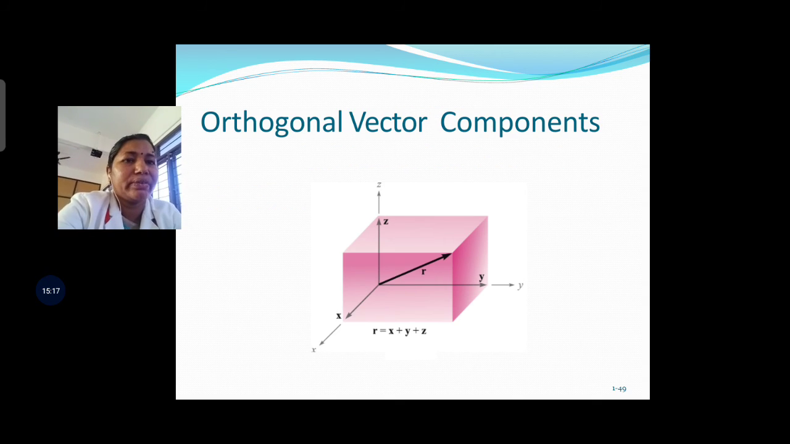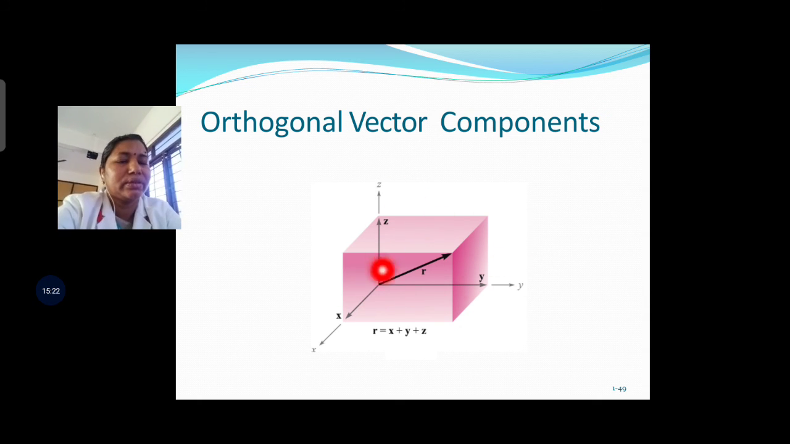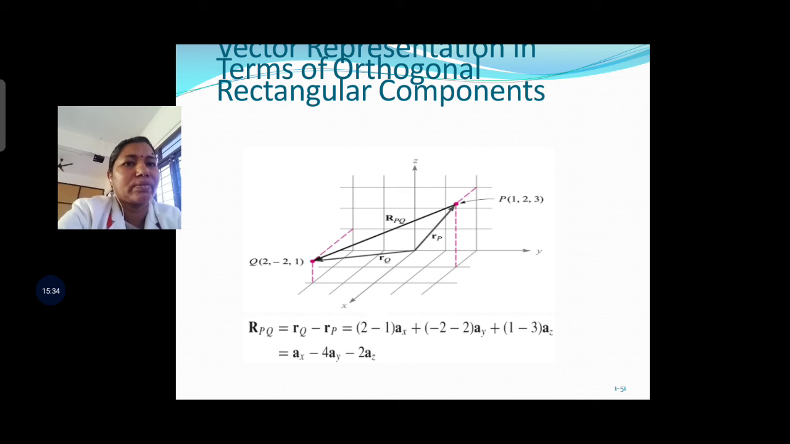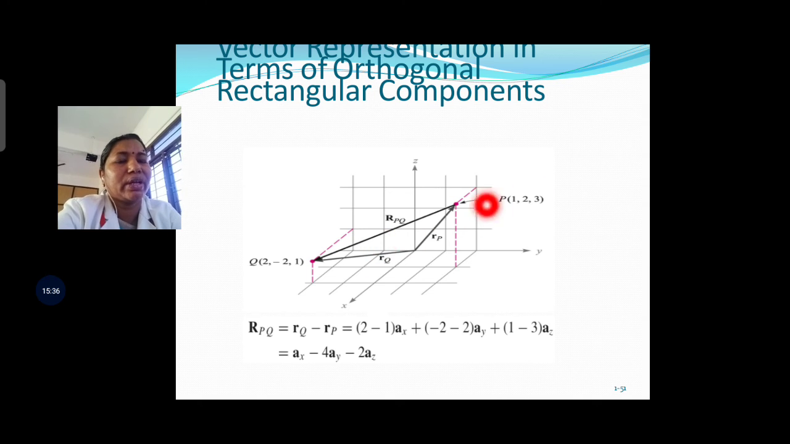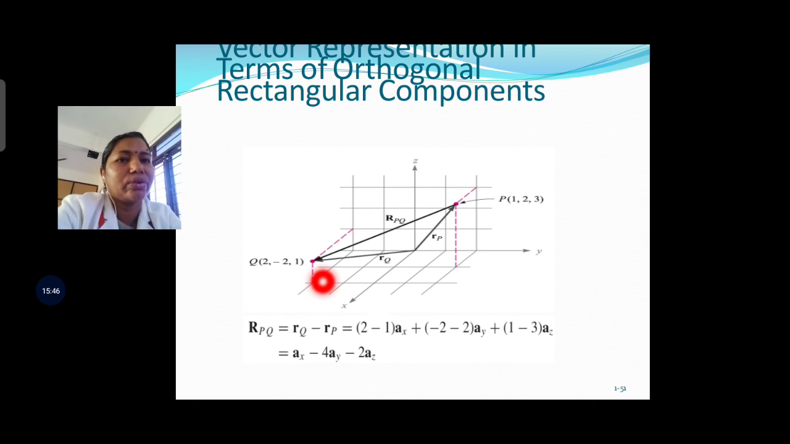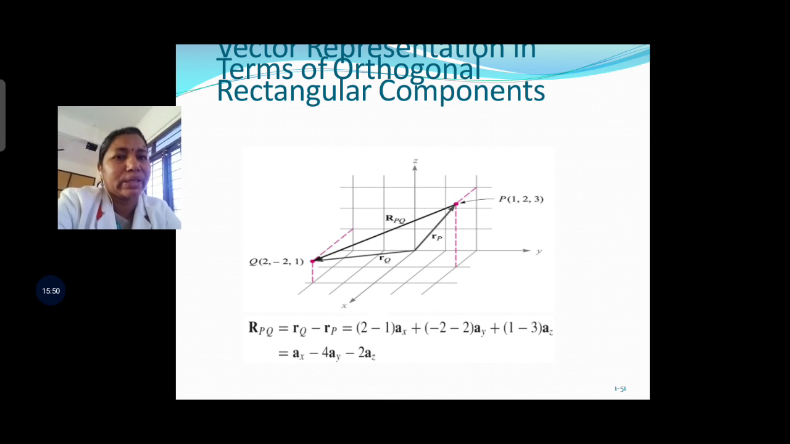So here the orthogonal vector components are x, y, z. x, y, z means Cartesian coordinate or rectangular coordinate system. This is for the orthogonal vectors ax, ay, az. The distance between the vectors means we have to take PQ: from Q we have to subtract, RQ minus RP. So we will get some x, y, z coordinates for Q and P, and we have to subtract P from Q.